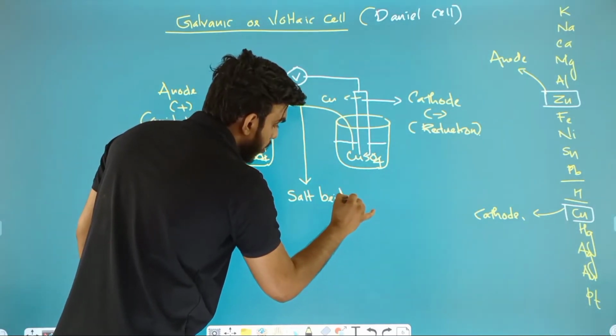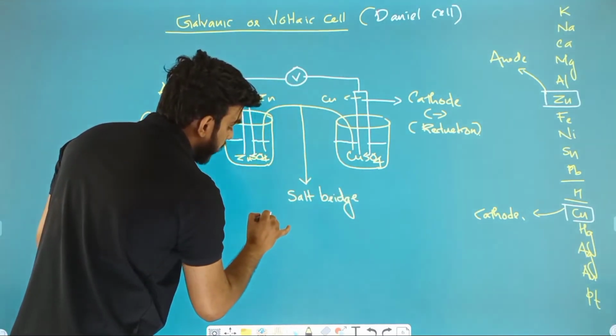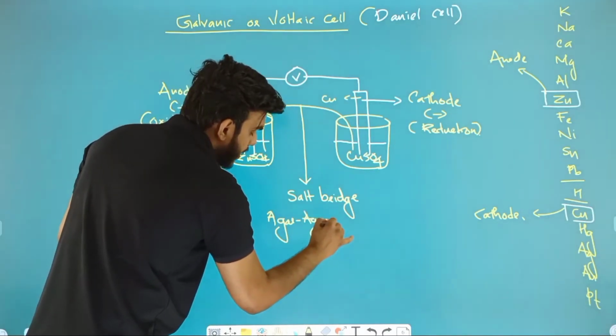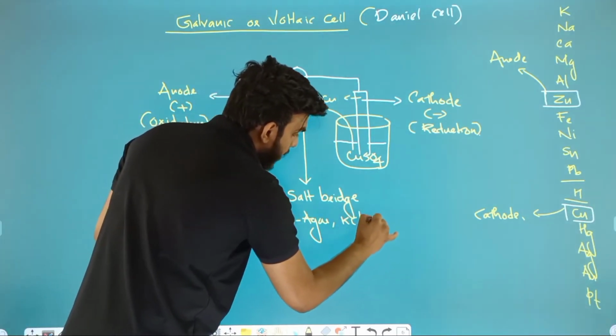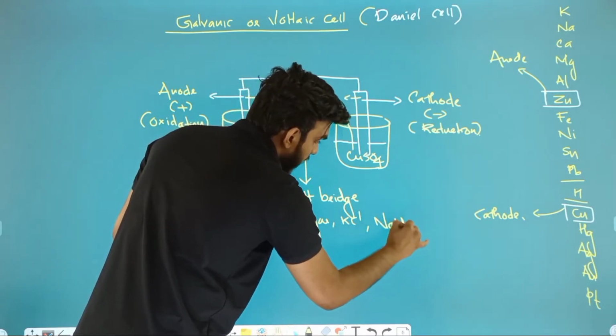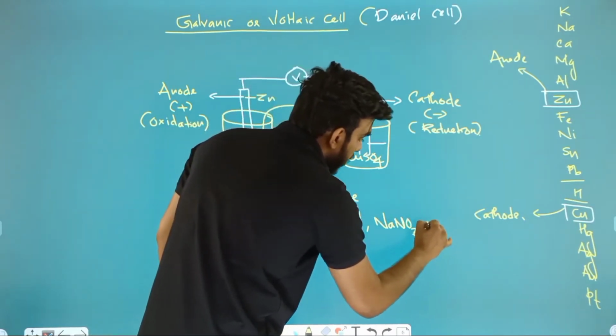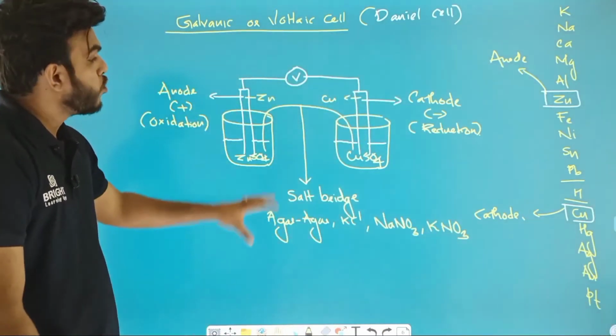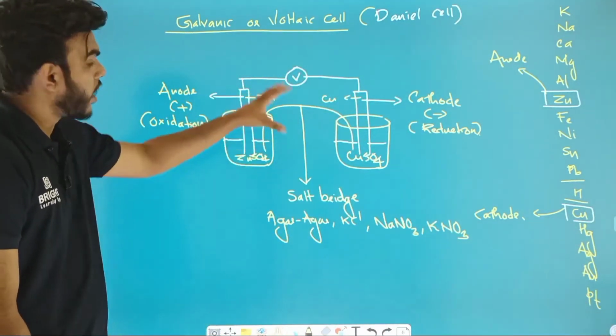The salt bridge I already gave you. It may be made up of agar, or it may be made up of KCl, or sodium nitrate, NaNO3, or potassium nitrate, KNO3. These are the things that are used to make the salt bridge.